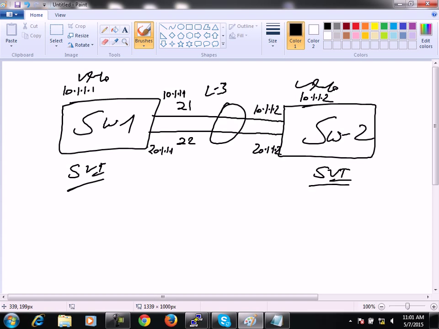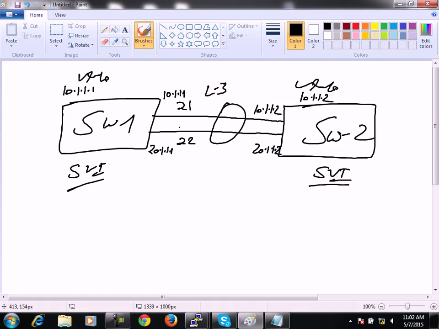Can't we allocate 10.1.1.3 on switch 1 here? No. 10.1.1.3? No, no. You know why? Because on a single device, you cannot allocate an IP address from the same subnet onto its multiple interfaces. Because each interface belongs to a separate broadcast domain. And one subnet also belongs to one broadcast domain.